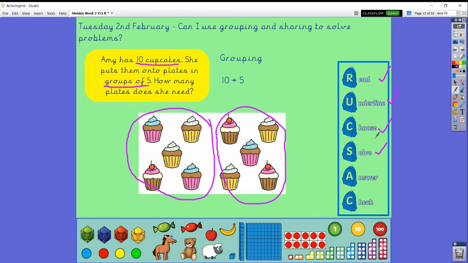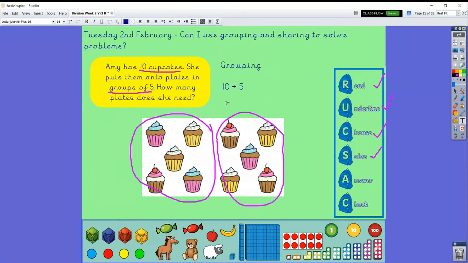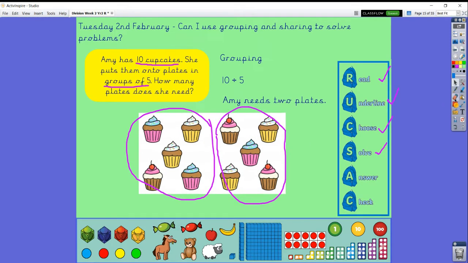Well done. And what are we going to write to answer it? We are going to write Amy needs 2 plates. Ooh, lots of full stops, Mrs. Stephens. Amy needs 2 plates. And there we go. We have answered our question.